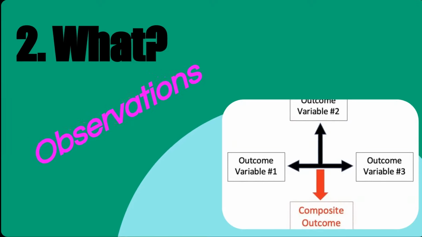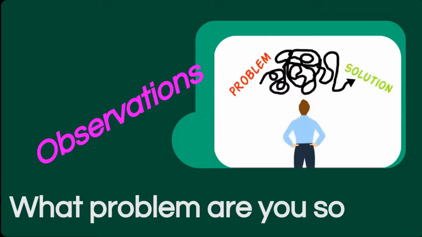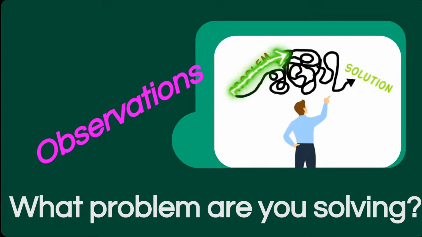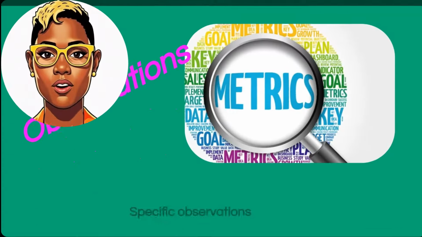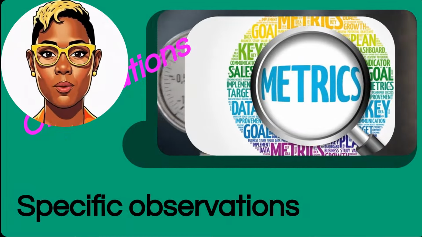Next, consider the what. This involves defining the nature of the problem. What are the key observations or data features that represent the actual issue? Clearly state the variables involved and identify the evidence that highlights the problem's scope and importance.